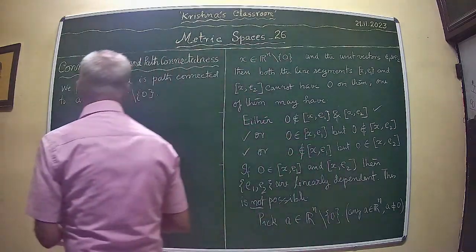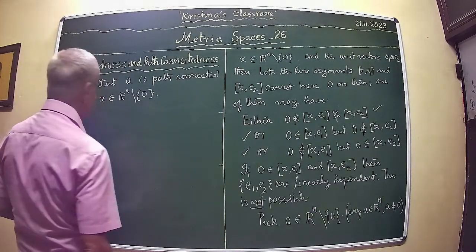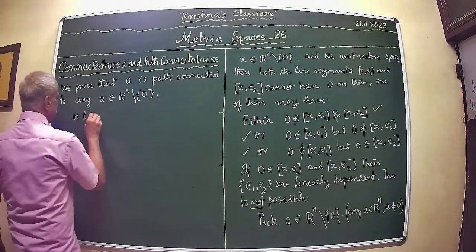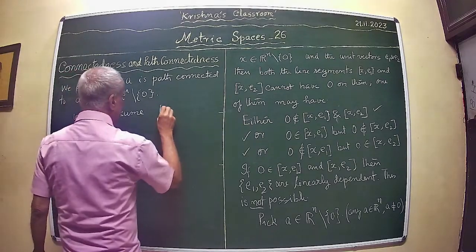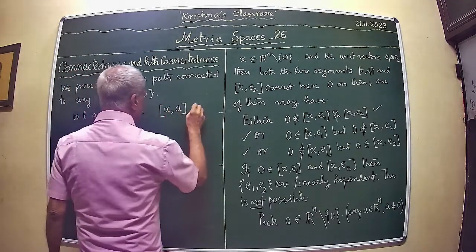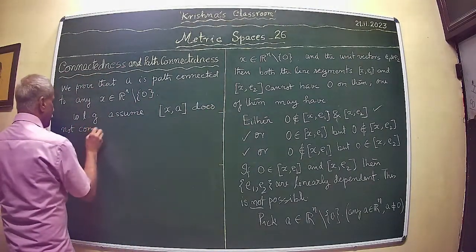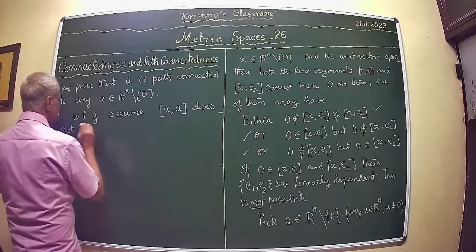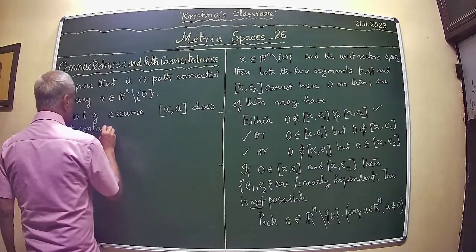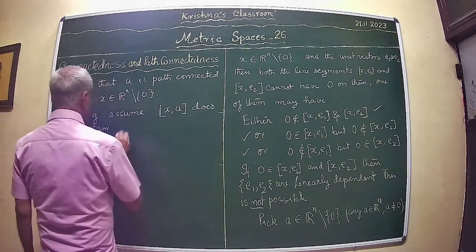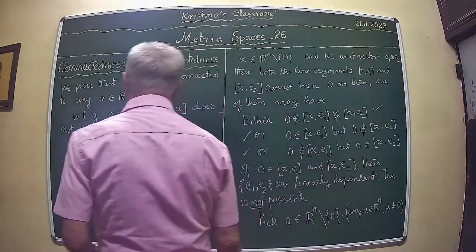So without loss of generality, assume the line segment XA does not contain 0. That is one possibility.